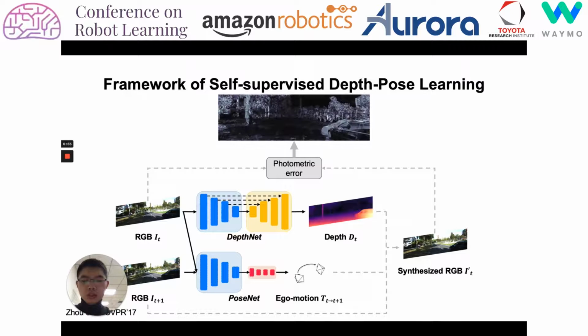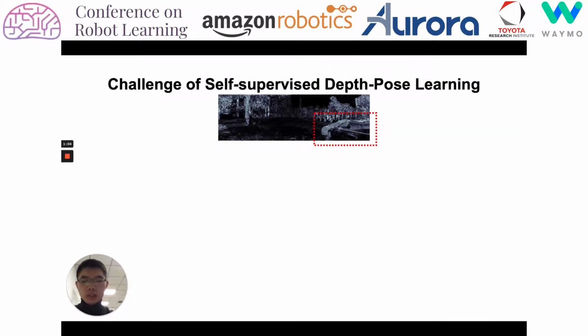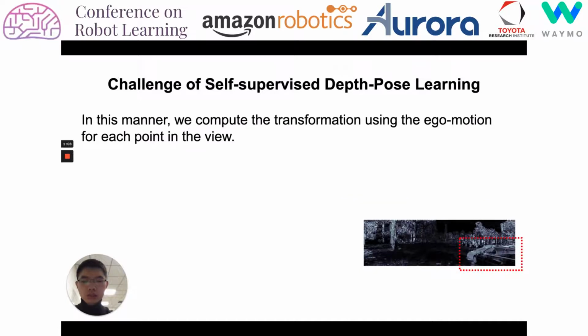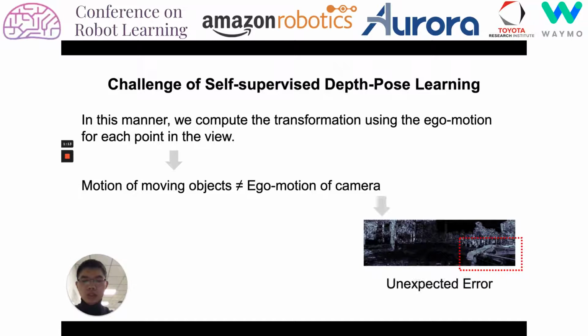The photometric error is like this. Large errors occur at the region of this moving car. It's a great challenge for this method and its variants. It's because in this manner, we compute the rigid transformation using the ego motion for each point in the view. But it's invalid for the moving objects, leading to unexpected errors. It's bad for our training.